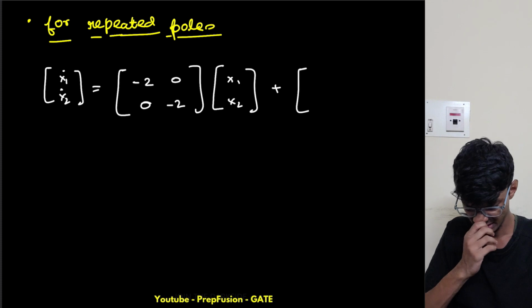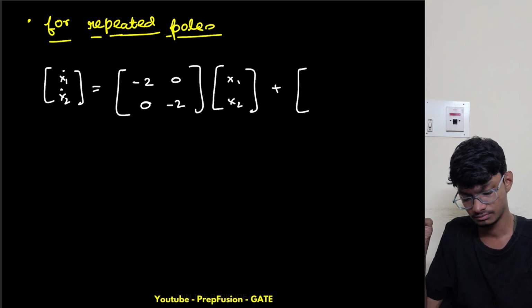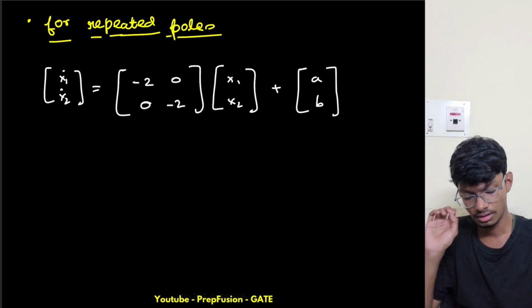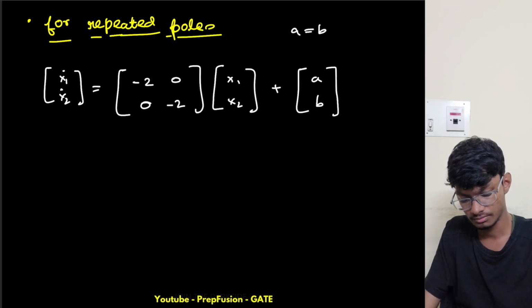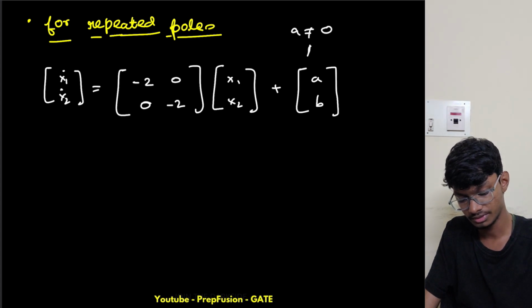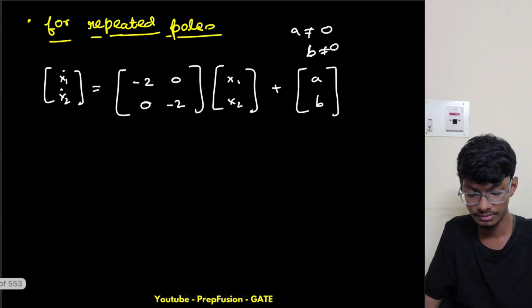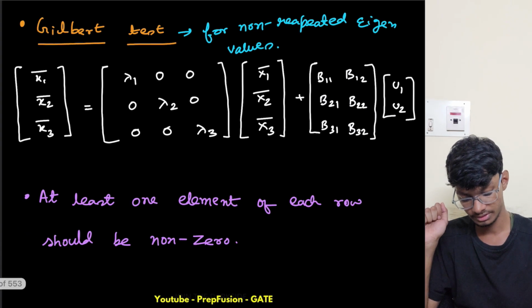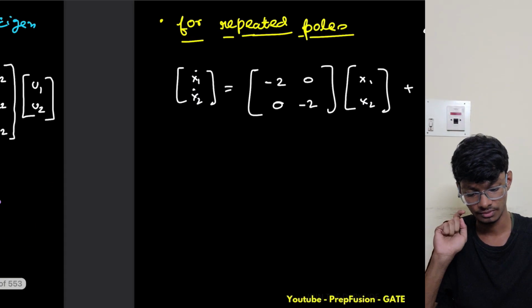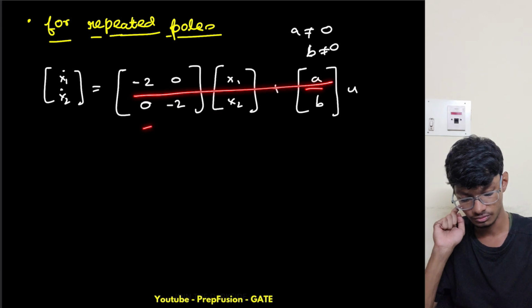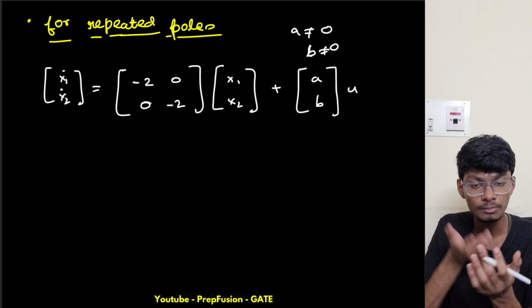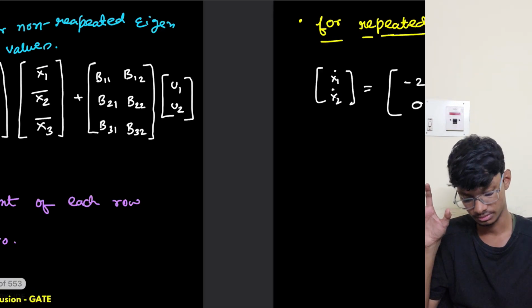plus, let's say, a and b as the input entries, where a is not equal to 0 and b is not equal to 0. So according to Gilbert's test, the statement reads that at least one element of each row should be non-zero. Here at least one element of each row is non-zero, and this is a diagonal matrix, so these are non-zero. So according to Gilbert's test, it is saying that this is controllable.